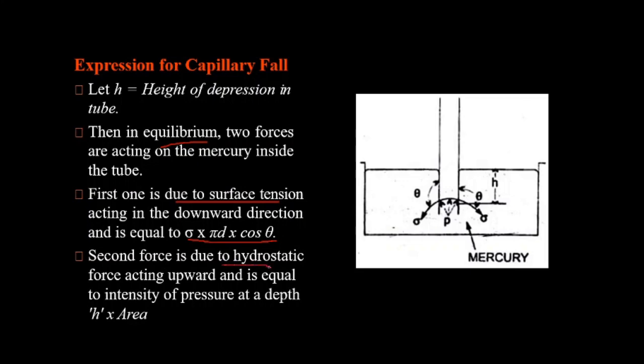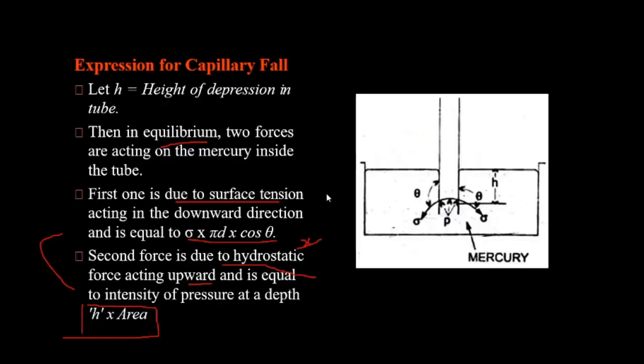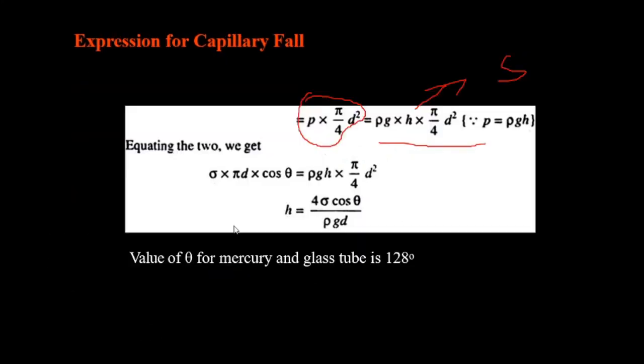The second force is due to the hydrostatic force. So what is this hydrostatic force? We will learn in the second module. It's about the hydrostatic force only. So this hydrostatic force acts upward and is equal to the intensity of pressure at depth h into area. So when these two forces are equated, rho g h into pi by 4 d square is due to the hydrostatic force, and sigma pi d cos theta is due to the surface tension.